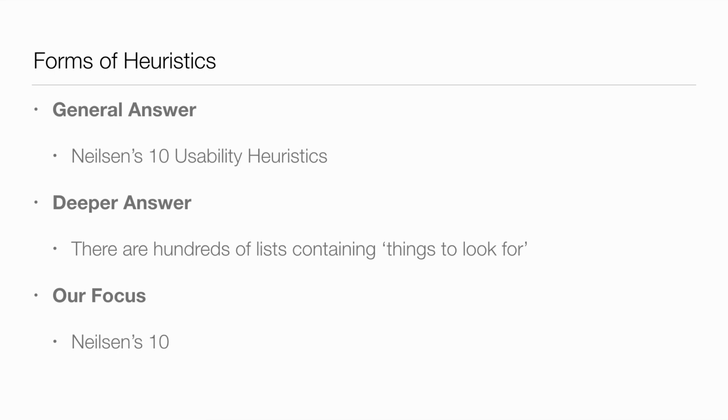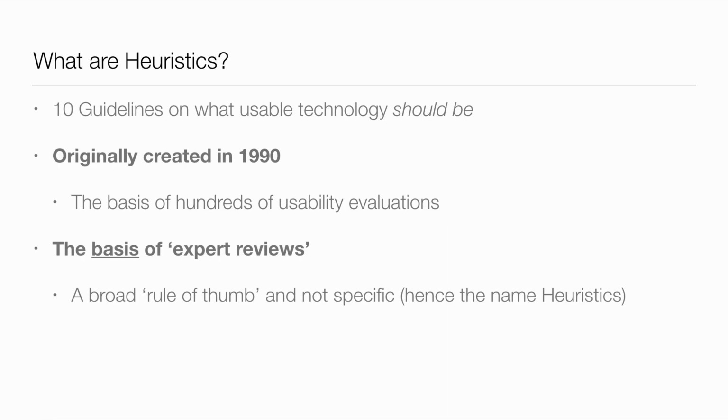We're going to come on to him in a few minutes, but Nielsen made some great guidelines of designing usable interfaces. We're going to be working on that. Now, the deeper answer is there are hundreds of heuristics out there. There's hundreds of lists saying do this and make your interface usable, but we're focusing really on Nielsen. So what are Nielsen's systems? Let's go into that. So there are 10 principles, 10 guidelines saying usable technology should be X.